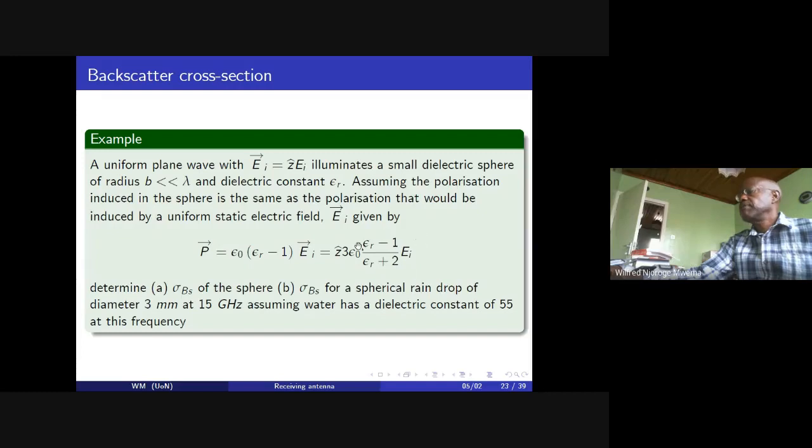This you obtain from the electrostatics in third year when you are dealing with dielectrics and you are looking at a spherical dielectric object, and you are measuring that, and it's given by what you call the Clausius-Mossotti equation for dielectrics. So determine A, the backscatter cross section of the sphere, B, the backscatter cross section of a spherical raindrop of diameter 3 millimeters at 15 gigahertz, assuming that water has a dielectric constant of 55 at this frequency.